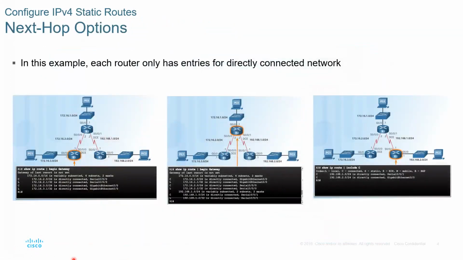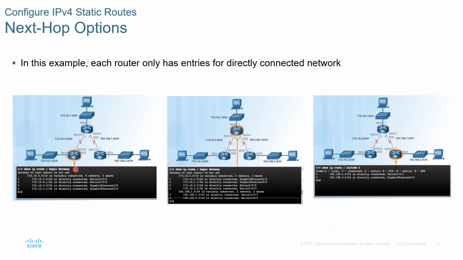Next hop options. So you can see each router has directly connected networks. R1 has directly connected network 172.16.20, 24-bit mask. L stands for local link. It's the IP address of that specific directly connected network with a 32-bit mask, meaning 255.255.255.255. So it's the exact IP. So each directly connected network will have an L for local link.